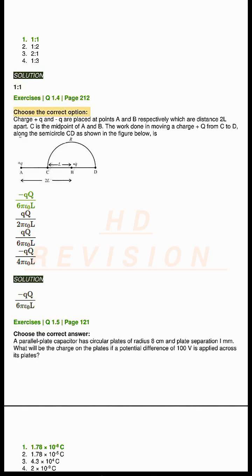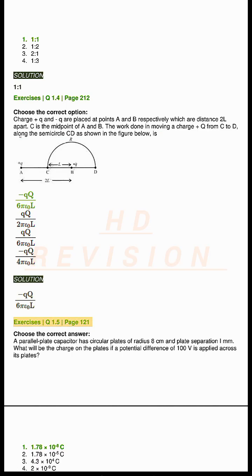Choose the correct option. Charges plus Q and minus Q are placed at points A and B respectively, which are distance 2L apart. C is the midpoint of A and B. The work done in moving a charge plus Q from C to D, along the semicircle CD as shown in the figure below, is... Solution.